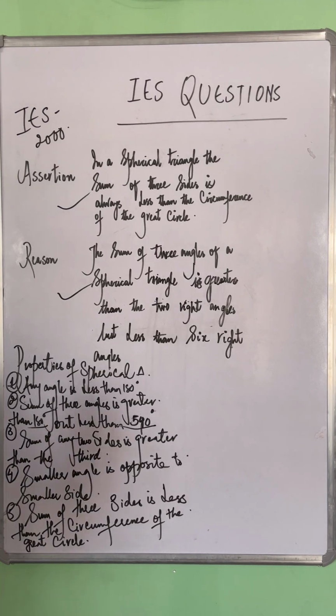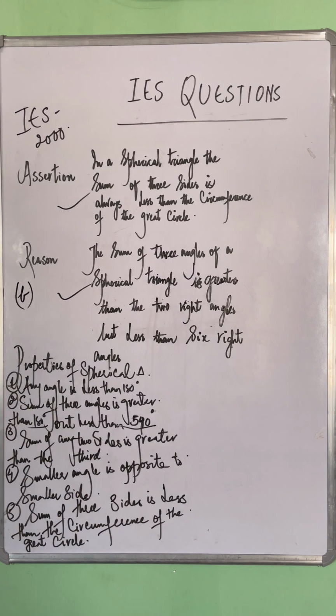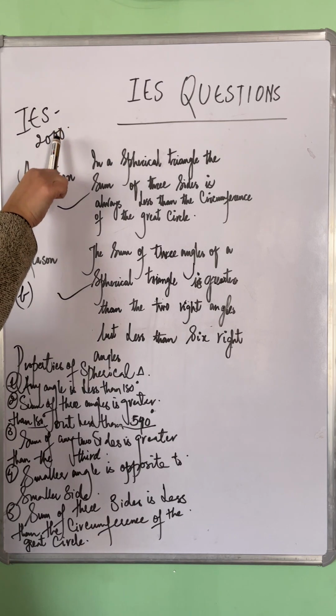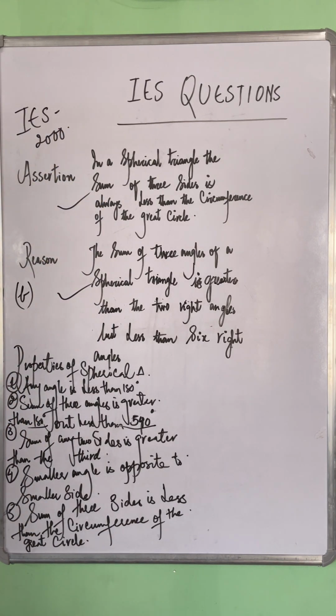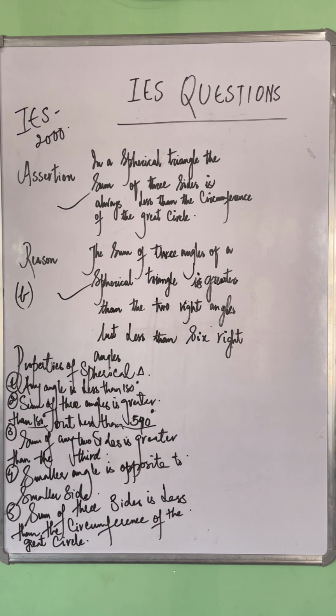this will be in the options in the question. So B: my assertion is true, my reason is true, but my reason is not the correct explanation of my assertion, right? So this was the first question, and this was asked in IES 2000. By this we learned the various properties of a spherical triangle: any angle is less than 180 degrees, the sum of three angles is greater than 180 degrees but less than 540 degrees, the sum of any two sides is greater than the third, the smaller angle is opposite to the smaller side, and the sum of three sides is less than the circumference of the great circle. Moving on, and let's do another question.